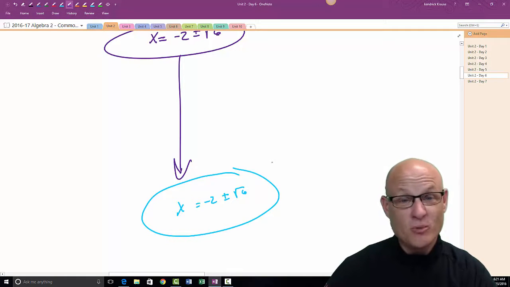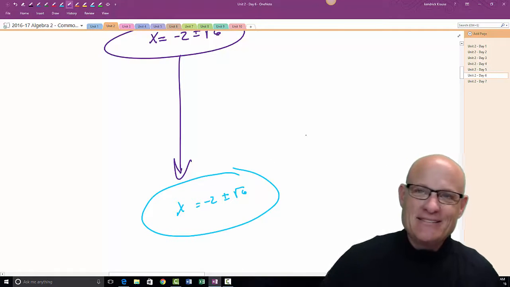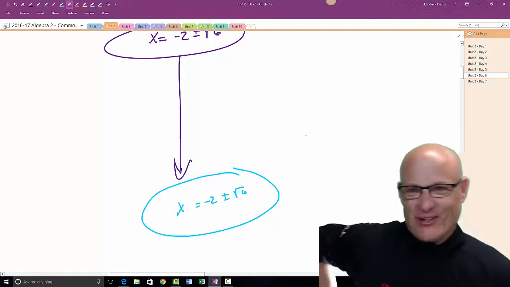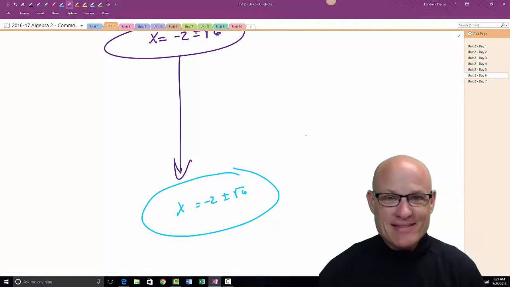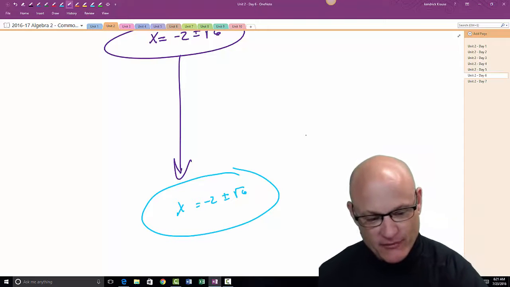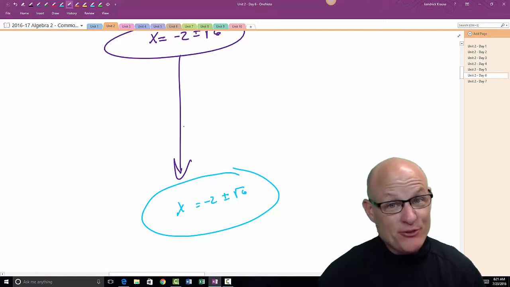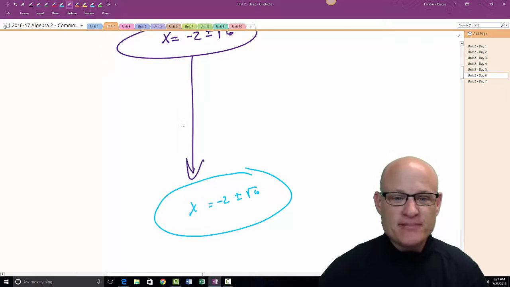Same answer? You betcha. But that was a little easier, I'd say. So that's an easier method to solve problems, if you don't have to go through all that other work. Sometimes you do. Sometimes you have to. But not all the time.